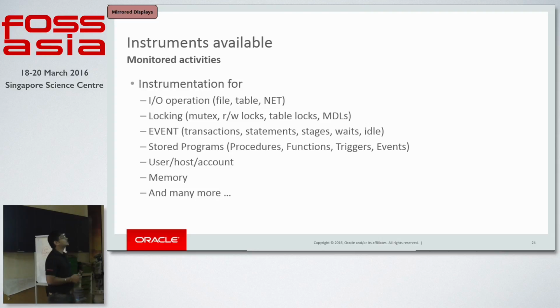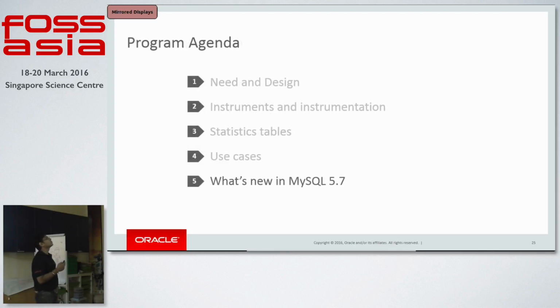Okay, so till now we have instruments available for IO operations. The IO could be on file, table, or socket. We have instrumentation for mutexes, read-write locks, table locks, metadata locks. We have instrumentation for events, like I said, transactions, statements, waits, stages, idle events. We have instrumentation for stored programs, that is procedures, functions, triggers, and scheduled events. We have instrumentation for memory as well in 5.7, so you can specifically see which thread is taking how much memory, or how much memory is being used by performance schema itself, and many more instrumentations.